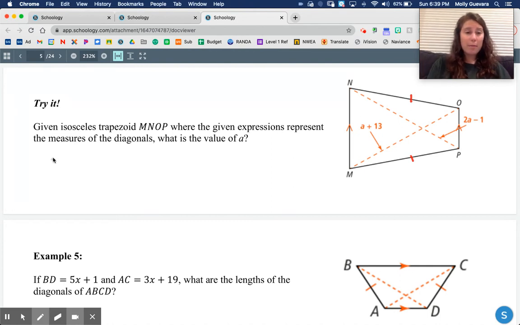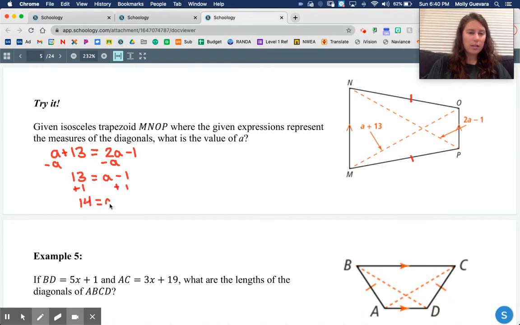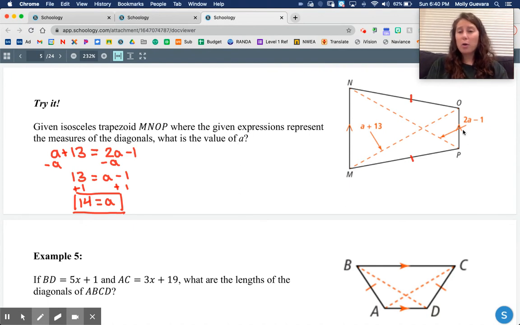So a plus 13 is the same as 2a minus 1. And in this case, it's just asking what is the value of a. So I just have to solve for a. Okay, so I'm going to subtract a. So I get 13 is equal to a minus 1. Add 1, add 1, and I get 14 equals a. And I don't need to go and plug it back in because it's just asking what is the value of a. If it was asking me how long is MO, okay, then I would have to go and plug it back in.